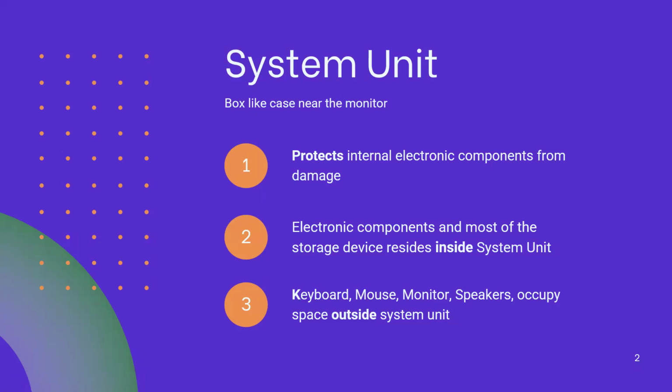So, what is a system unit? A system unit is a box-like case that stands near the monitor. At times, it is below the monitor in a separate unit or it stands beside it. You can relate it to your school computers or your lab computers, which is not more like your laptops.